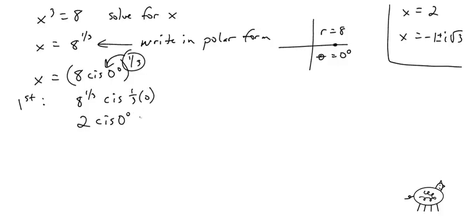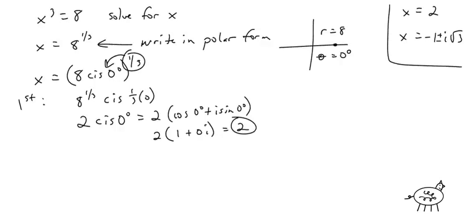And of course, this is polar. I'm going to ask you guys to convert that to rectangular. So it's equal to 2 times cosine of 0 degrees plus i sine of 0 degrees. So it's 2 times cosine of 0, which is 1, plus 0i. So my answer is 2. And there's our first answer, math fans, right here. x equals 2. All right, so let's work on the next one.